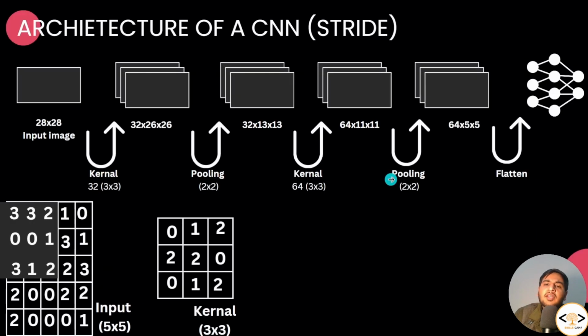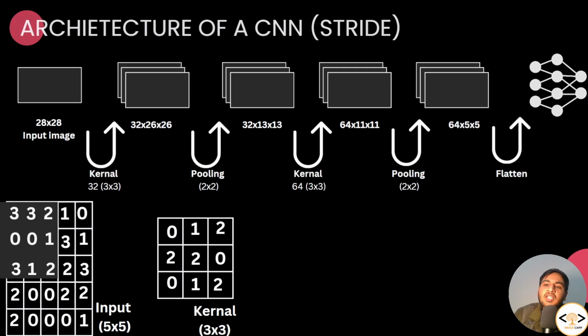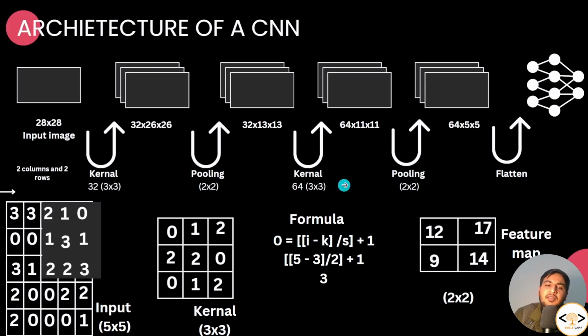Now our next topic is stride. Stride is nothing more than moving our 3 by 3 matrix 2 steps at a time, compared to the kerneling. Kerneling was moving a single column or a single row. Striding makes it move 2 rows and 2 columns. That's the basic difference between kerneling and striding.